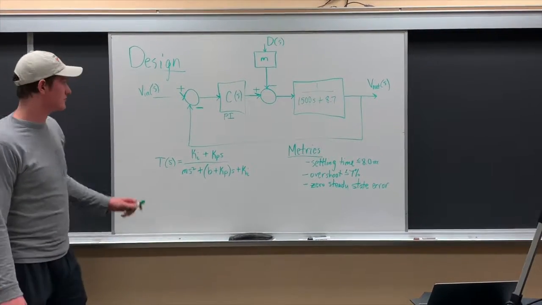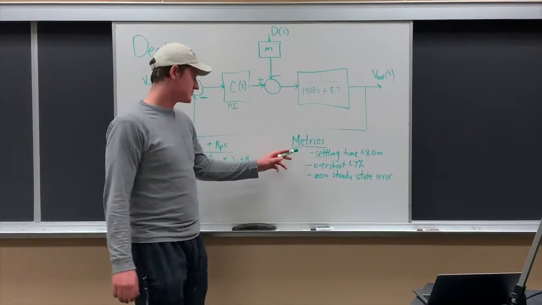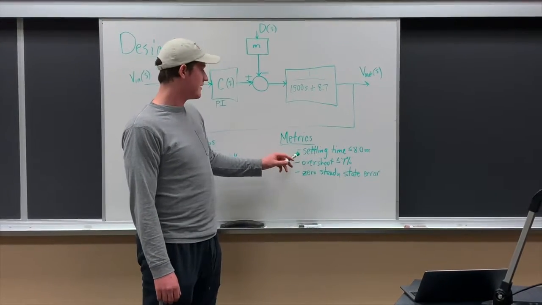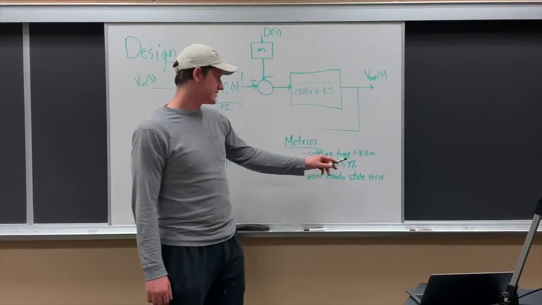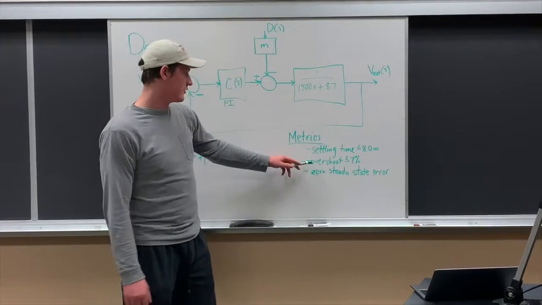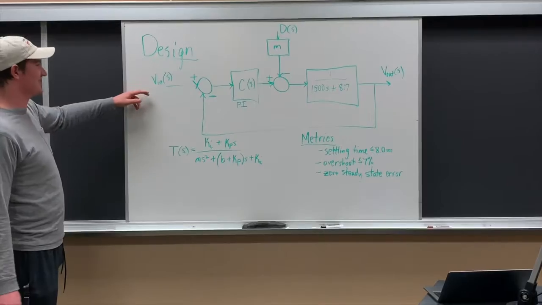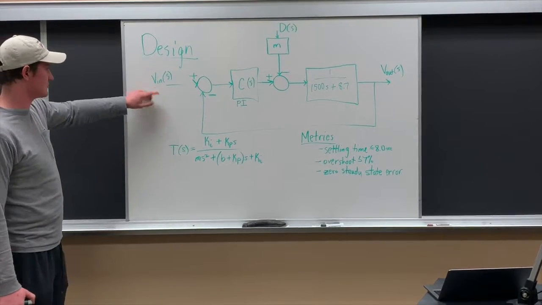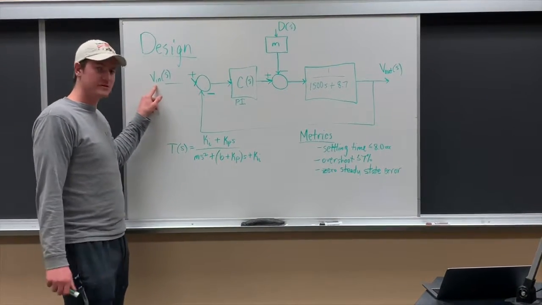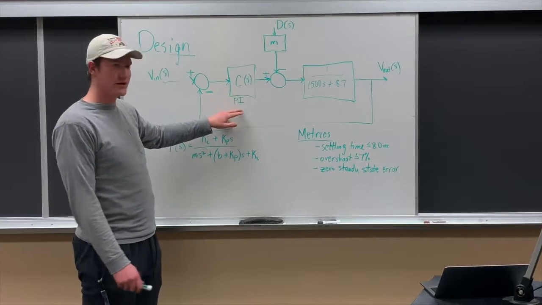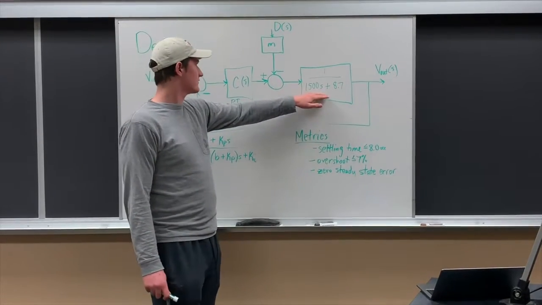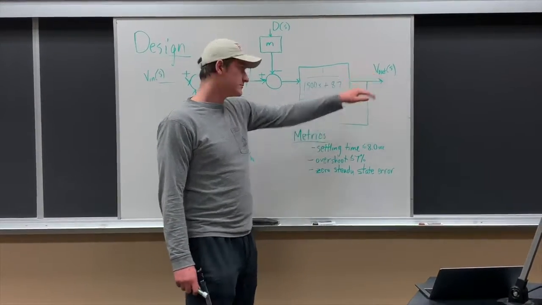All right, so for our control system, we wanted to set certain metrics that we wanted to achieve. We wanted a settling time of less than or equal to 8 seconds, an overshoot of less than 7%, and a 0 steady state error. Our entire closed loop system is this, with Vn referencing the velocity in, our controller, which is a PI controller, our G of S, and our velocity out.